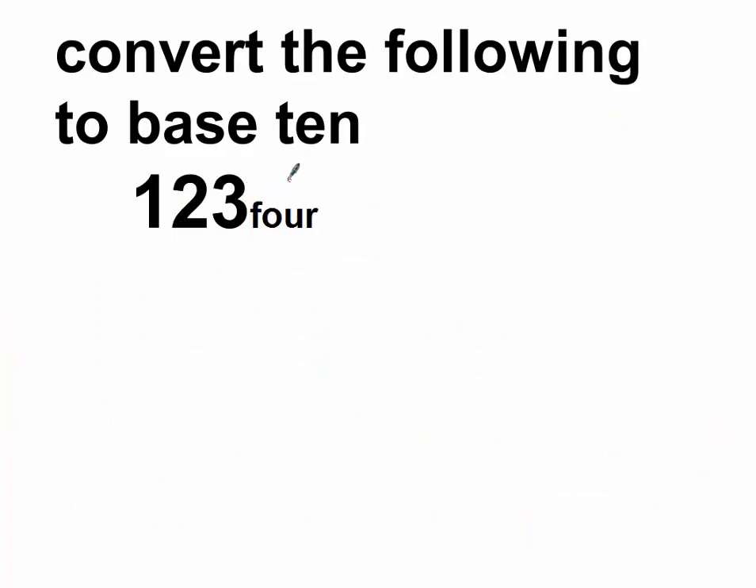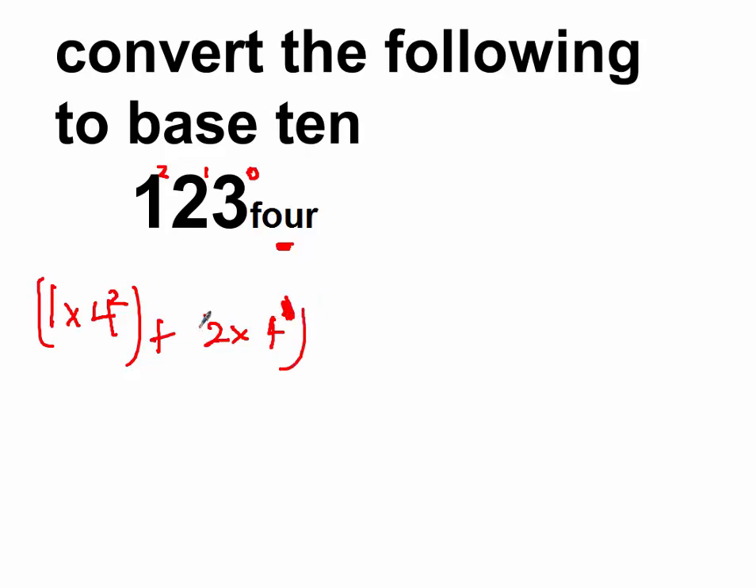Good. Let's try the fourth one. I'm sure now it is getting better. Good. Those are the exponents. So I have the first digit, which is 1 times the base 4 to the power 2, plus 2 times the base 4 to the power 1, plus 3 times the base 4 to the power 0.